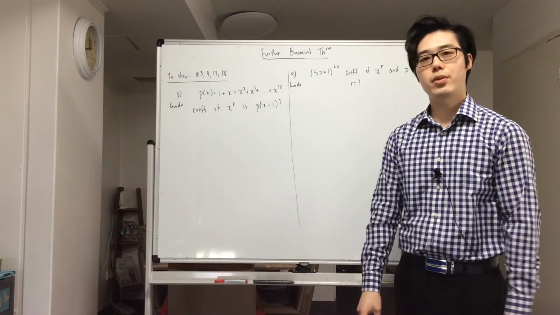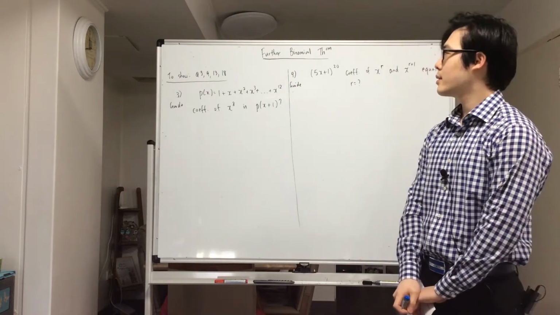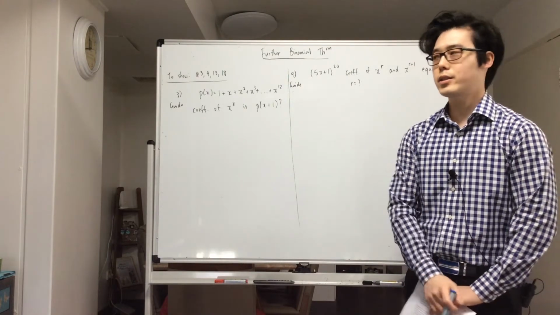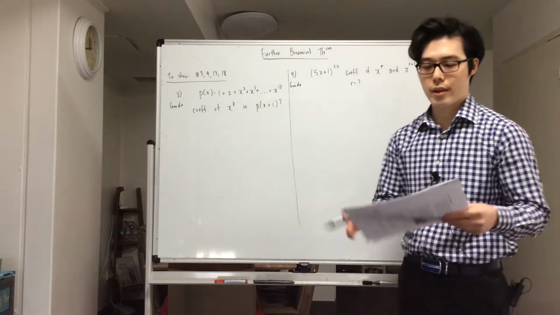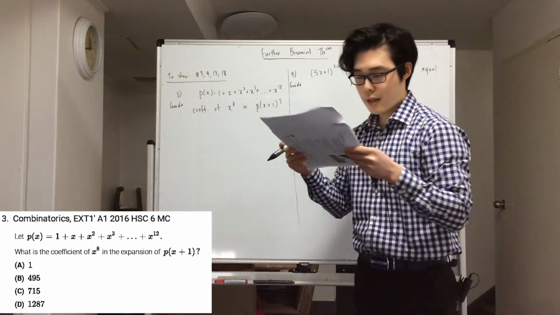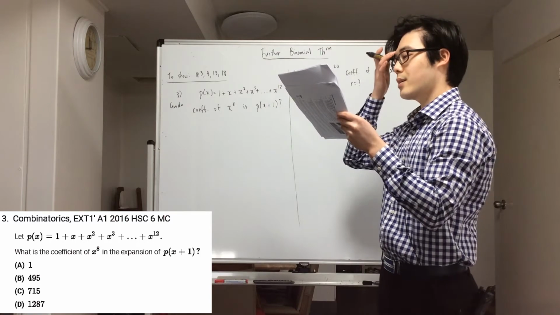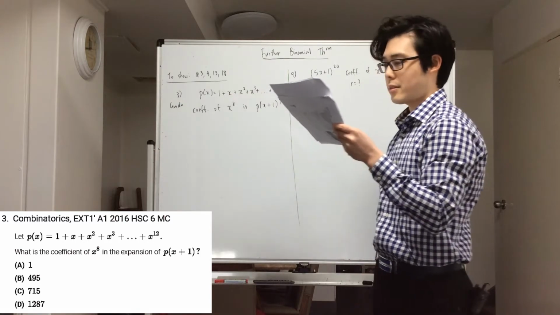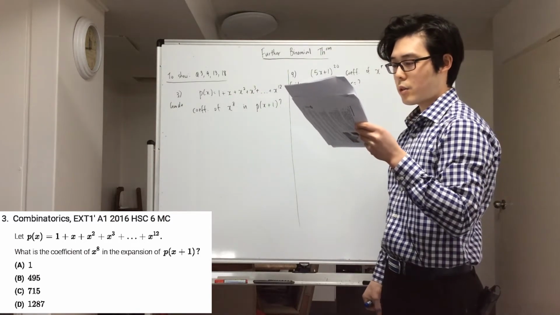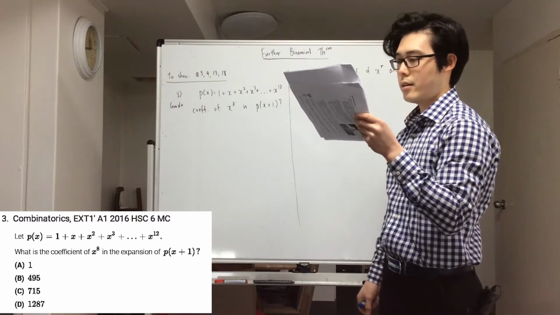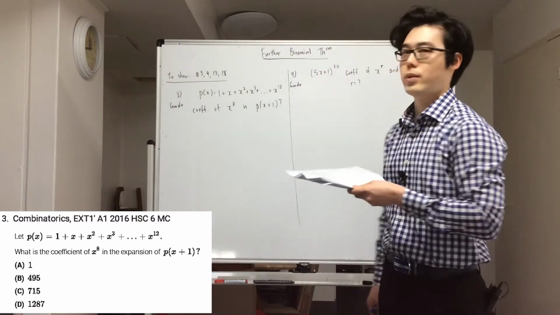We've done binomial theorem last lesson. Let's have a look at a few HSC questions. Let's have a look at question 3 to start off with. Alright, so it says let P(x) equals, I've written up on the board, that series over there. What is the coefficient of x to the power of 8 in the expansion of P(x + 1)?